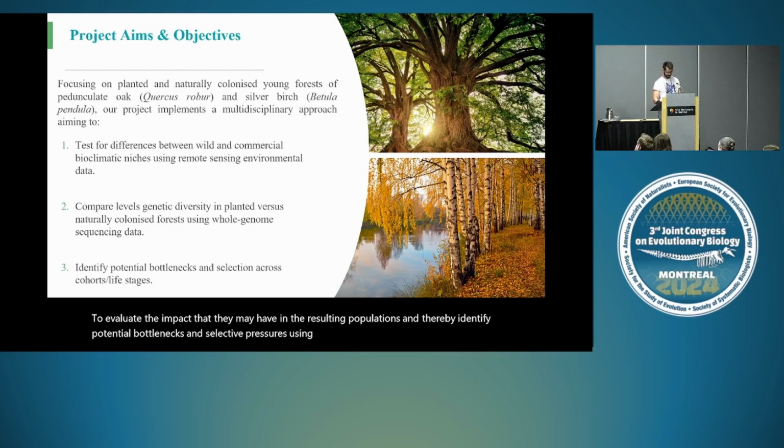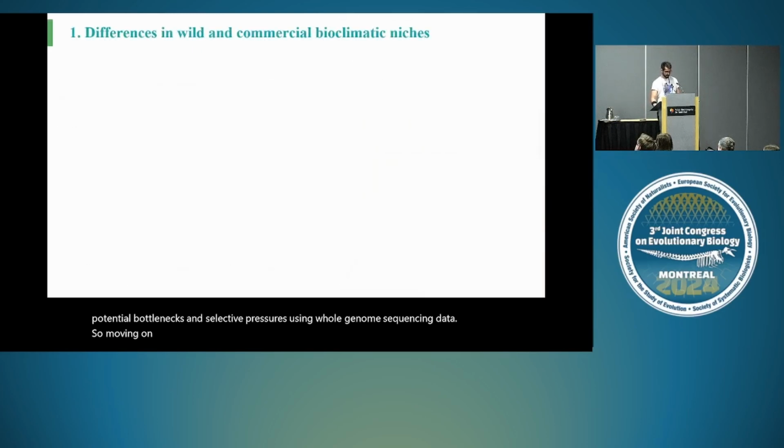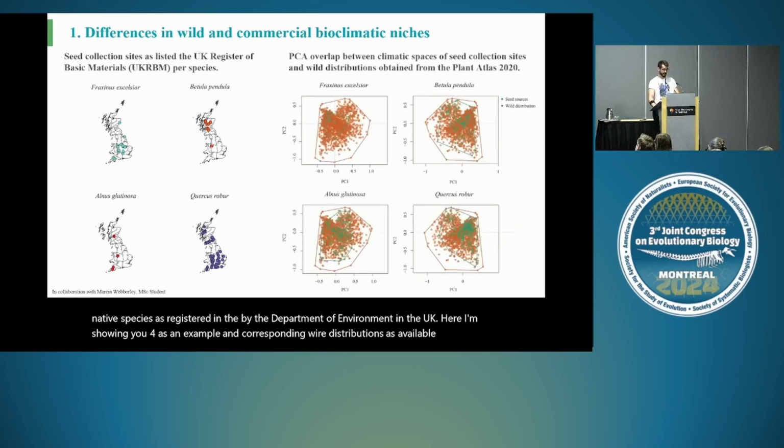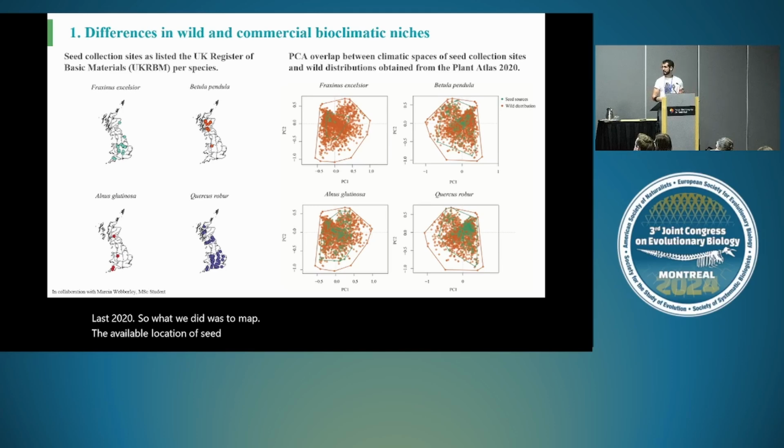So moving on to the results, to test for differences between wild and seed source bioclimatic niches, we combined remote sensing climatic data from commercial growth sites for 39 UK native species as registered by the Department of Environment in the UK. Here I'm showing you four as an example, and corresponding wild distributions as available on the Atlas 2020. So what we did was to map the available location of seed source forests as shown in the left panel, and we compared them to the wild distributions using principal components analysis and PERMANOVAs.